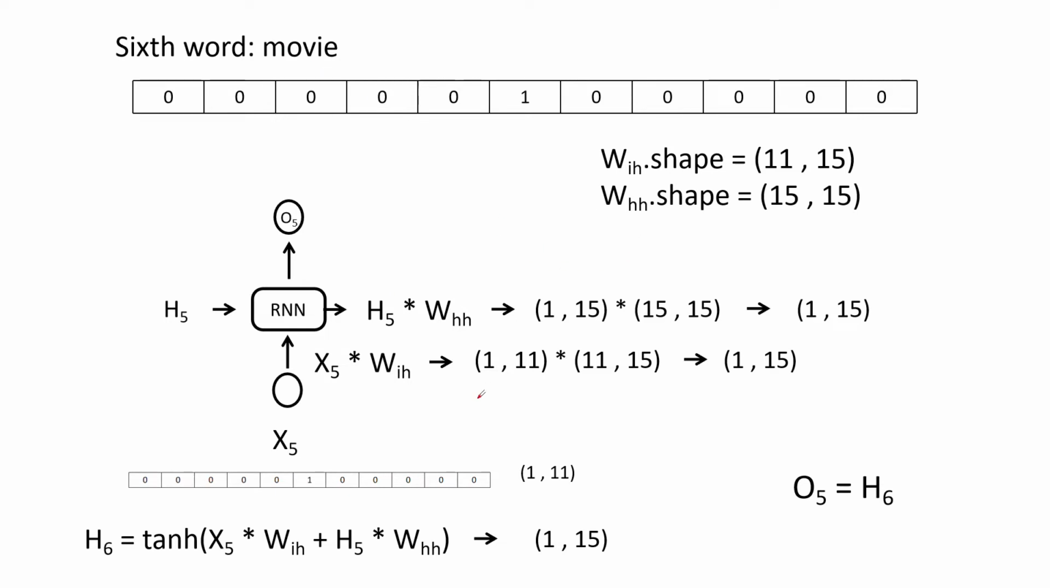Now, one important thing to note here is this h5 is there. Sorry, h6 is there, which is equal to O5. Now we'll forget about this hidden one. We don't require it, because this is the last one. Now we'll take the O of 5.